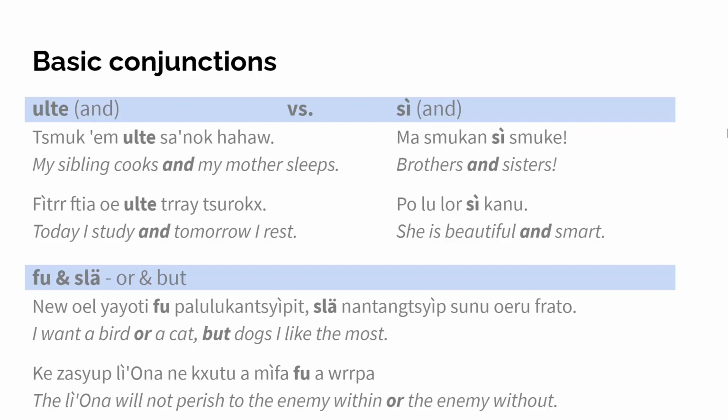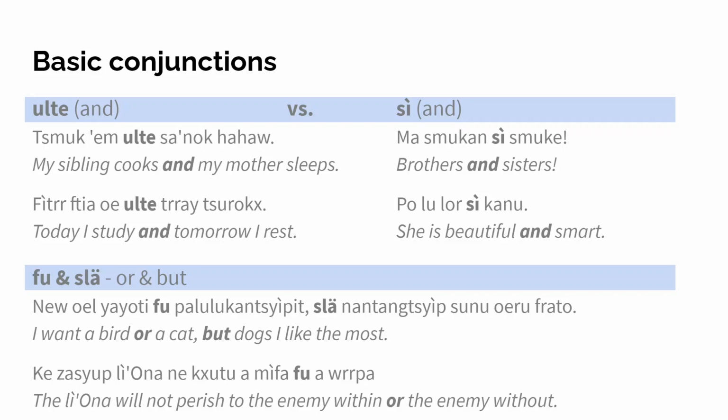Next, we have fu and tsle, or and but. I just have 2 example sentences here because they're pretty much straightforward, not much to do wrong here, I guess. Neowel yayoti, fu palulukan tsiepit, I want a bird or a cat. Sle nantang tsiep sunu mungwrrtxo, but dogs I like the most.